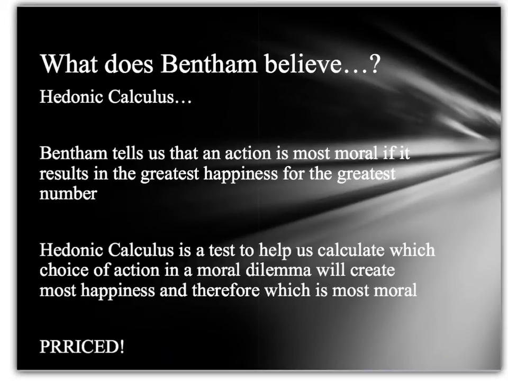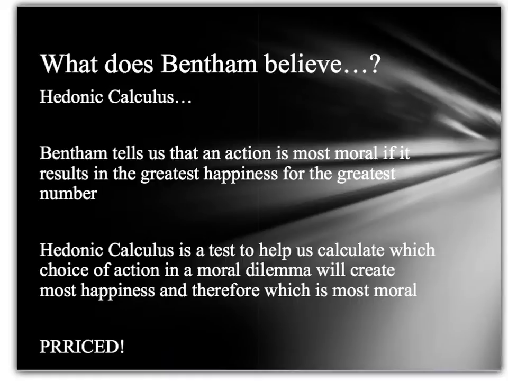Okay, so Bentham came up with the hedonic calculus because he'd obviously developed the greatest happiness principle, and so he needs a way to work out what would create the most happiness for the most people. And so what he developed was the hedonic calculus, which is a test to help us calculate which choice of action in a moral dilemma will create the most happiness and therefore is the most moral. And so what you would need to do is, for all of the possible actions that you have in a moral dilemma, you put them through the hedonic calculus, and that calculates which one will create the most happiness, and whichever one creates the most happiness, that is the one that you should do because it's most moral.